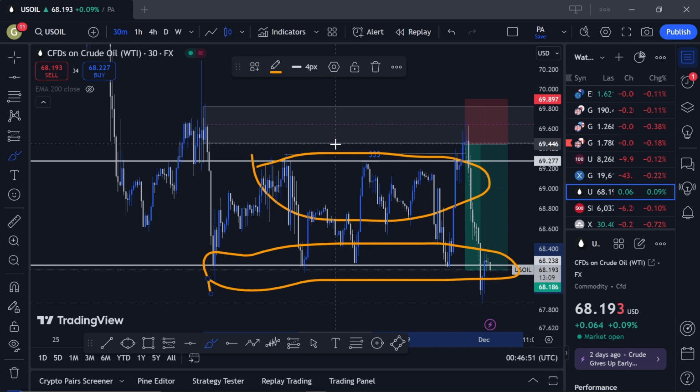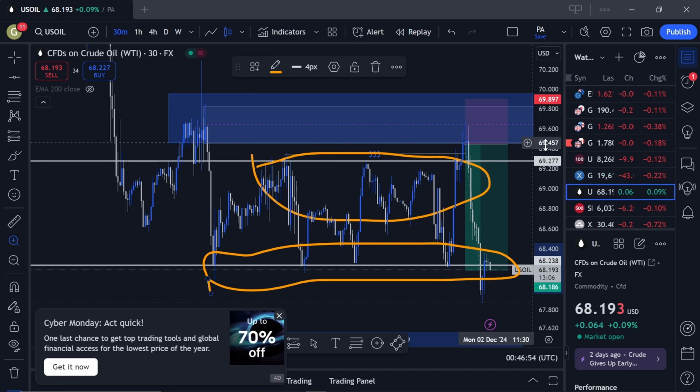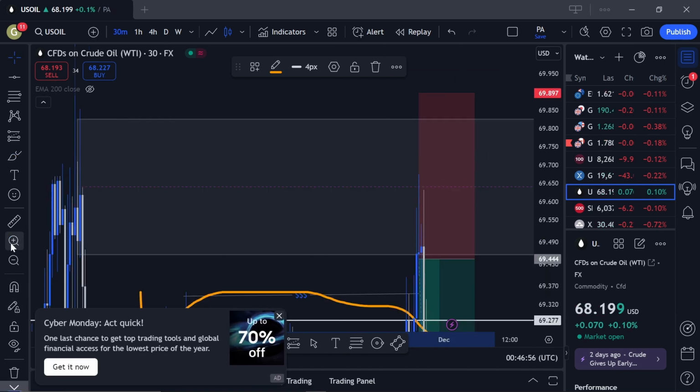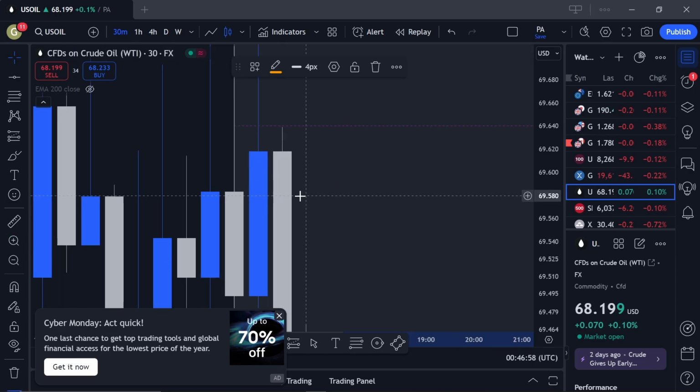Now if you take a look at the market clearly, what the market actually did here, you can see that I had my supply right at the top here. Let me zoom into it. You can see that here was my supply level right here.